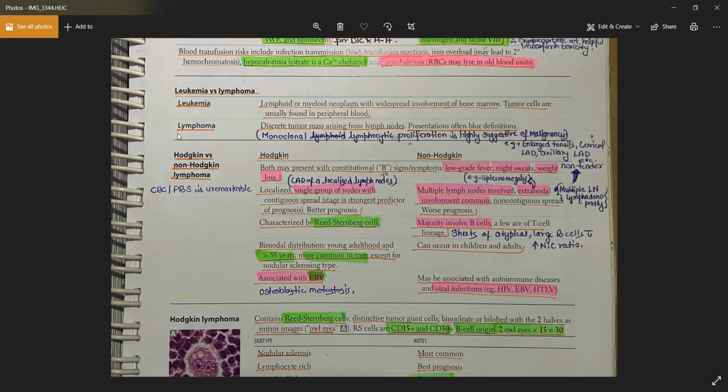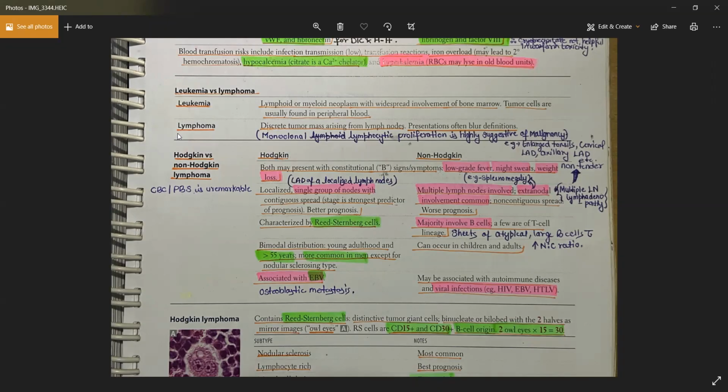And because you know that the lymph nodes have these cells, the lymphocytes, which are rapidly dividing already because of an infection. So how will you differentiate a lymphoma from a normal reactive lymphadenopathy, let's say, or reactive lymphoid hyperplasia? How can you differentiate between the lymphoma and the reactive lymphoid hyperplasia?